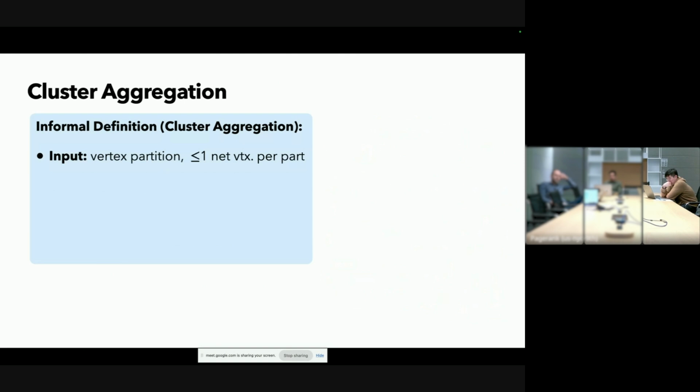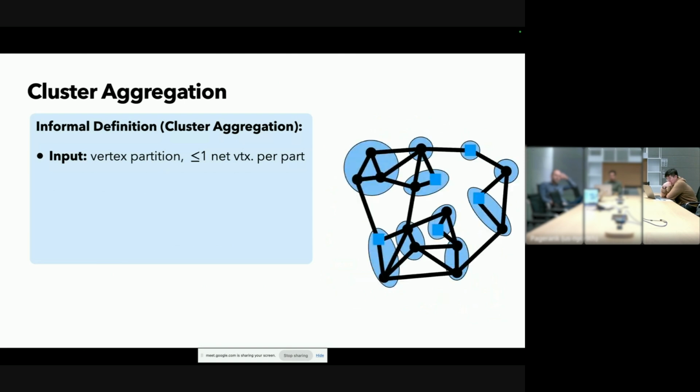So what is cluster aggregation? Well, we're going to imagine that we start with some vertex partition of our graph, think this blue partition, and we're going to imagine that we have a bunch of vertices designated net vertices, think the vertices that come from these dangling nets, where we have at most 1 net vertex in each of our parts. Okay, so here, there's either 0 or 1 net vertex in each of these blue parts.